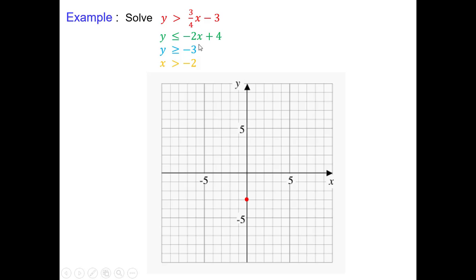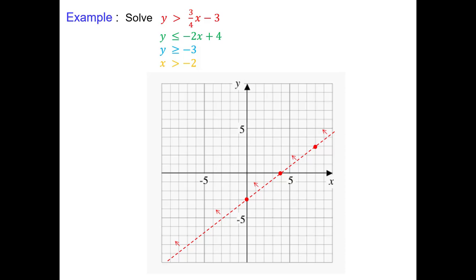We see that the first inequality has a y-intercept of -3. And now the slope is a rise of 3 and a run of 4. So we're going to rise 3 and run 4. Now it says only greater than, so we know that that's going to be a dashed line. And it says greater than, not equal to, and therefore we're going to be shading above the line.